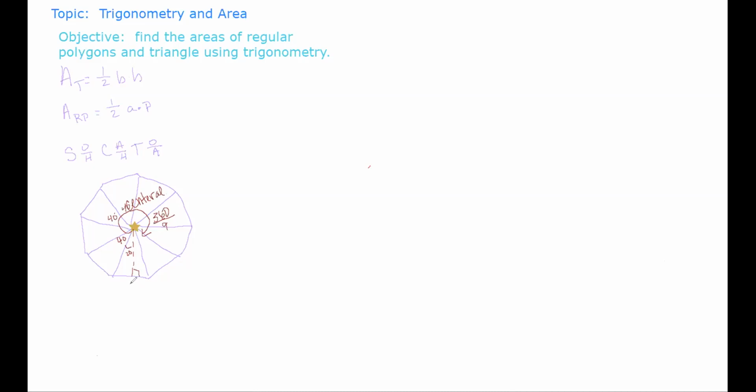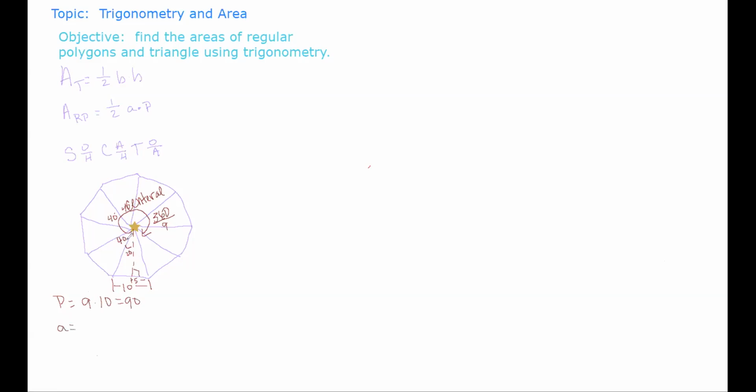So I know that the side length is 10 because that's what the problem stated. Knowing that, this distance right here is 5. Now I need to figure out the length of the apothem, because to find the area of a regular polygon, I have to have the apothem times the perimeter. So let's take care of the easy stuff. The perimeter is the sum of all the sides. But there's 9 of them, so instead of 10 plus 10 plus 10, I'm just going to say 9 times 10. That's going to give me that my perimeter is 90.